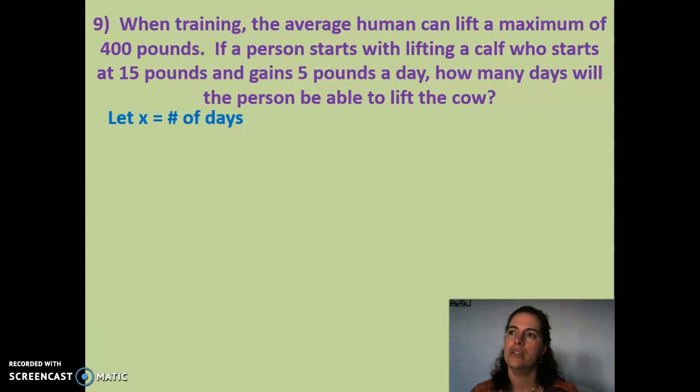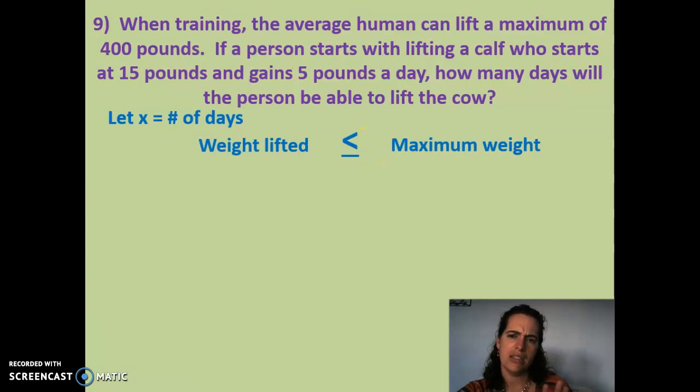And so we've got this cow that weighs a certain amount, but we know we can't lift more than 400. So whatever that calf weighs needs to be smaller than our 400 pounds, our maximum, right? Is that making sense to you? The weight that we're lifting needs to be smaller than the maximum weight. Now it could be or equal to, because our statement said that the average human can lift a maximum of 400 pounds, meaning 400 or less. So we do need to go or equal to. So the weight that we're lifting with this cow needs to be less than or equal to the maximum weight of the 400.